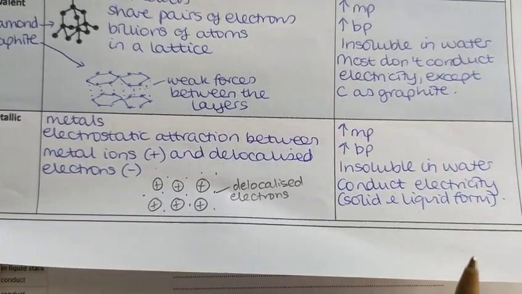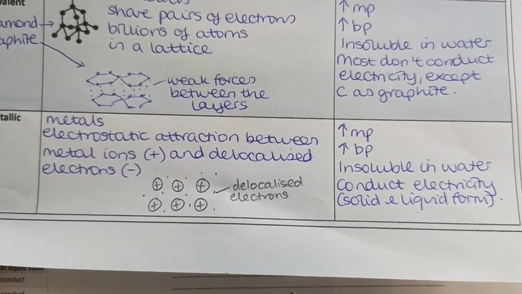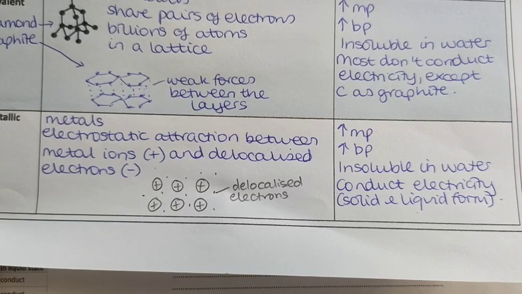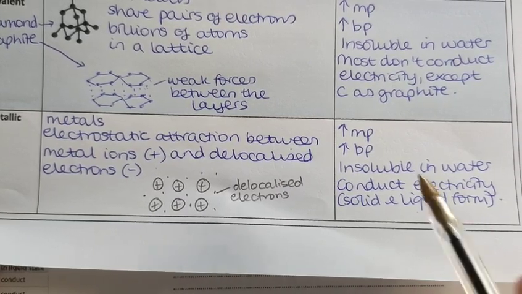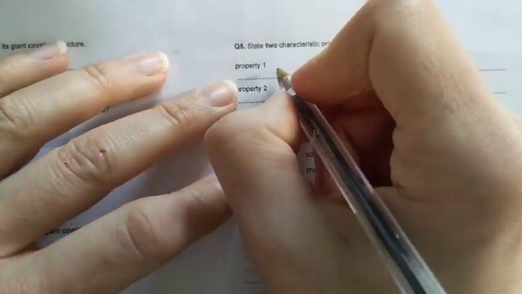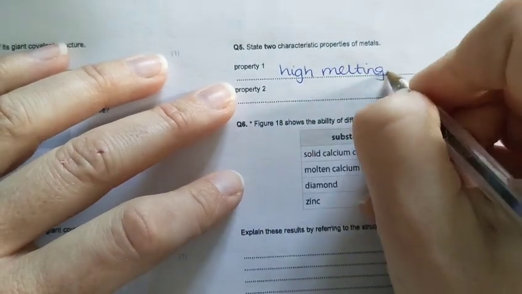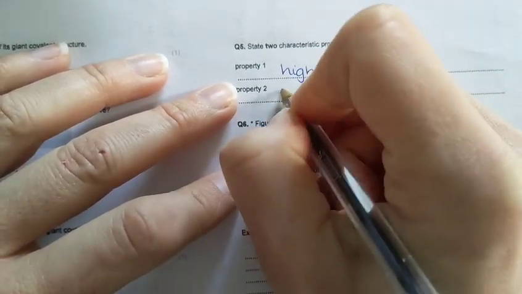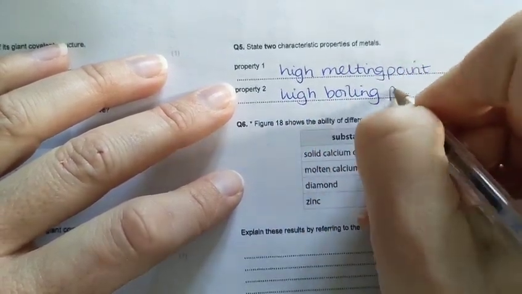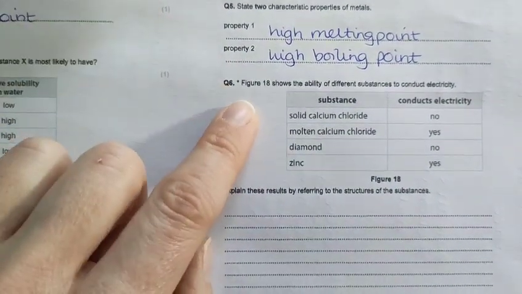We also know metals are shiny, they're ductile, which means you can pull most of them into wires. They are strong, they conduct heat, they are malleable, so you can change their shape, but I'm going to stick with these: high melting point, high boiling point. Okay, there we go. So, question 6.